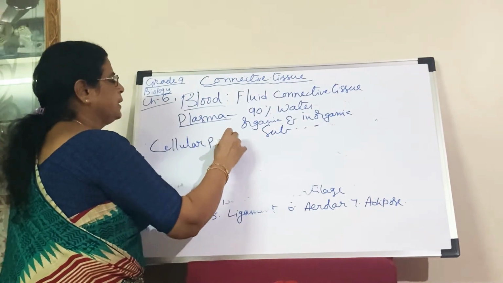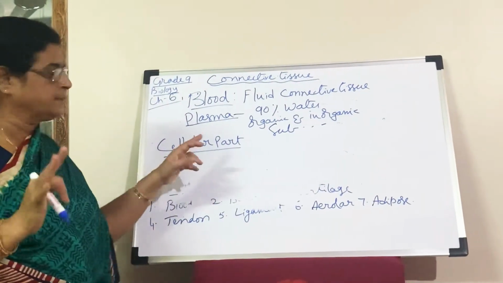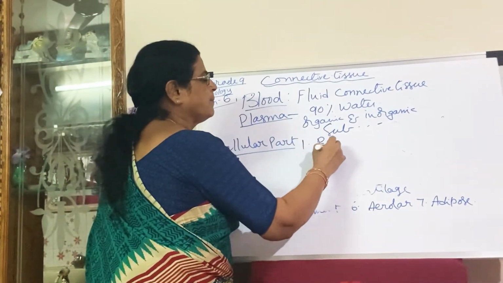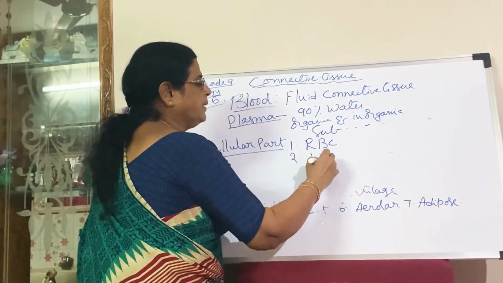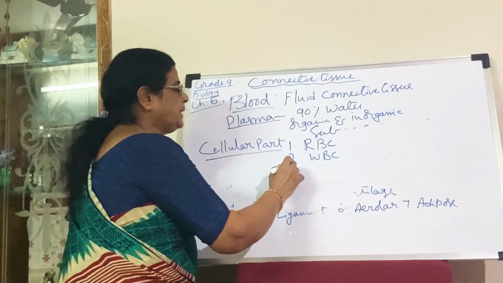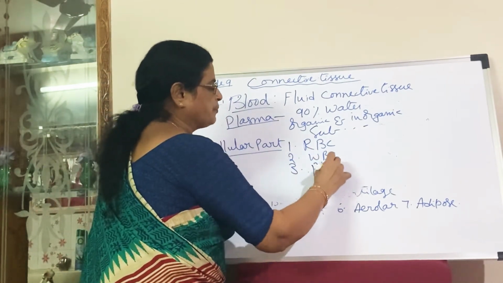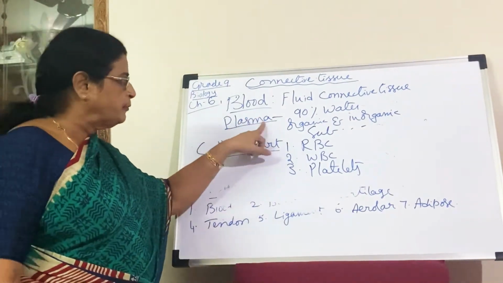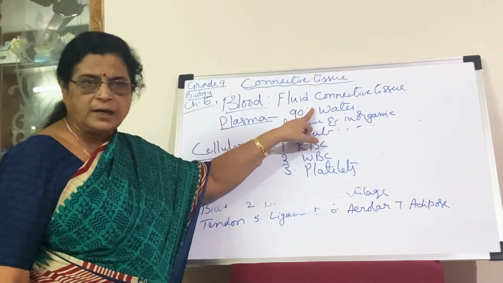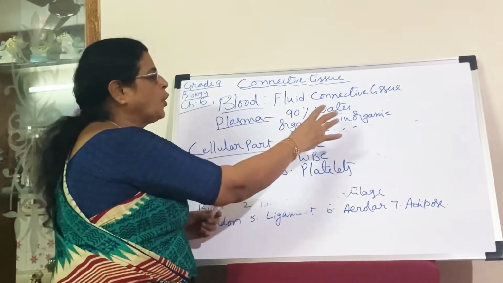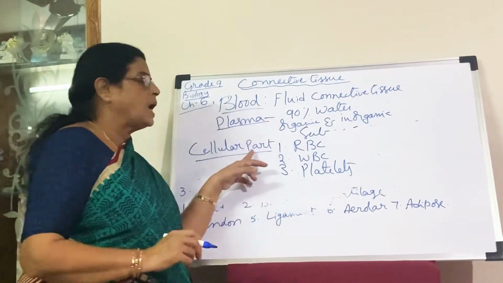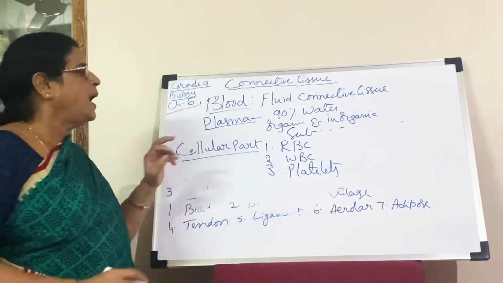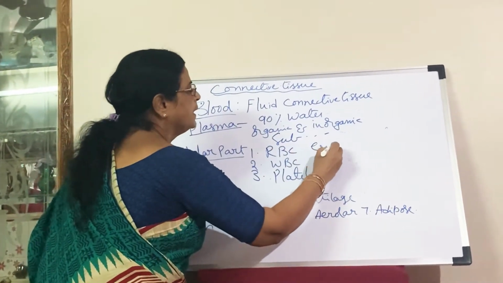Now coming to the cellular part, it has three types of cells. One is RBC, red blood corpuscles. Two is WBC, white blood corpuscles. Three is platelets. You see, plasma is the matrix of the blood. It's the fluid part of the blood. It contains more than 90% water and the rest is organic and inorganic substances. Coming to the cellular part of the blood, it has RBC, red blood corpuscles, and another name for RBC is erythrocytes.